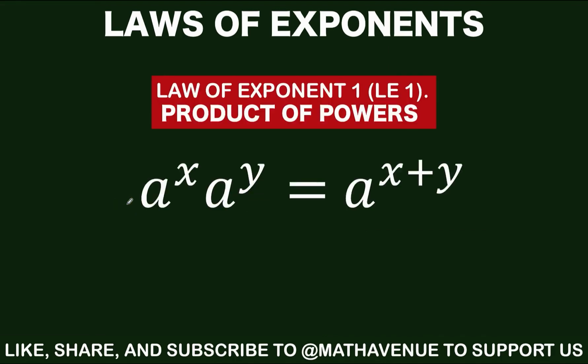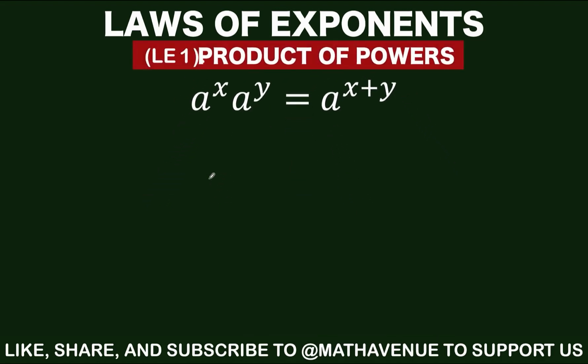Now, the first law of exponent says that if you have a number in exponential form written as a raised to x and another number written in exponential form a raised to y, you can find the product by simply copying the base and adding the respective exponents. Now, let's analyze this law of exponent number 1.